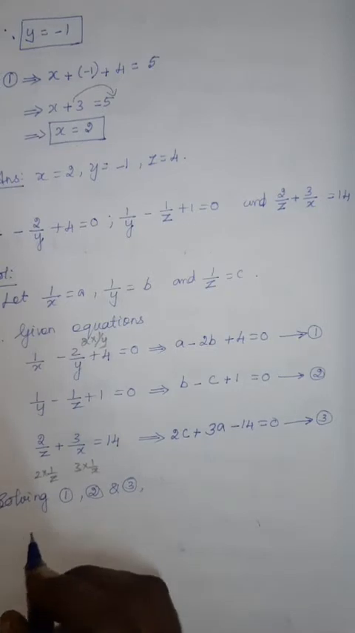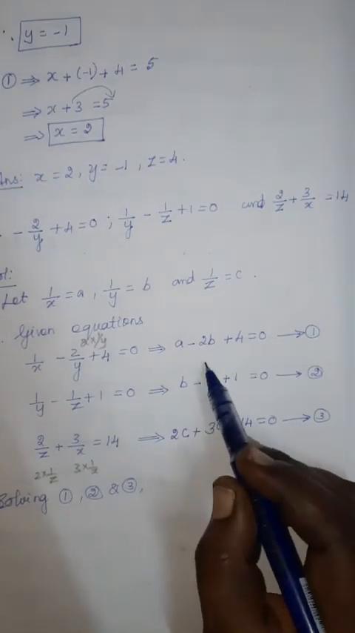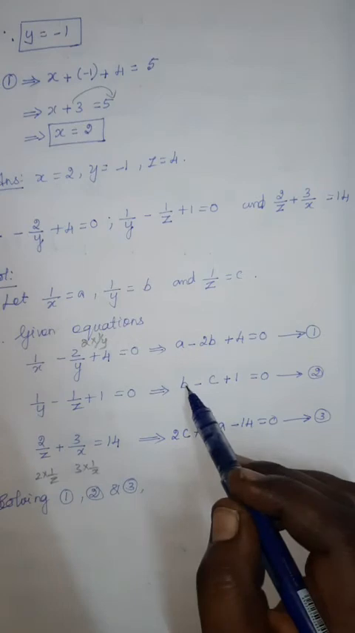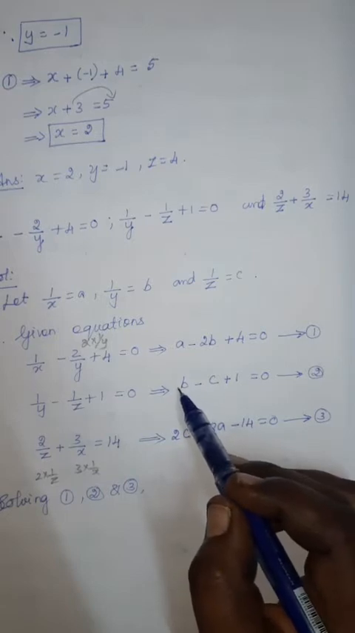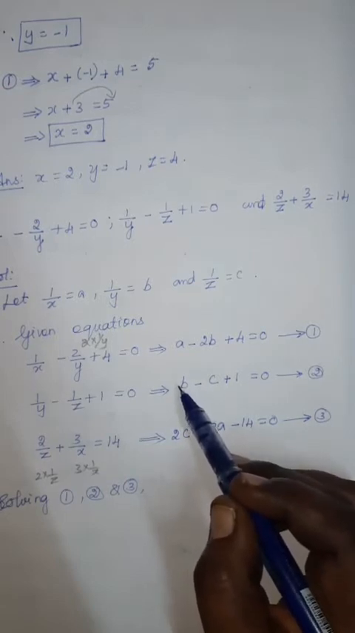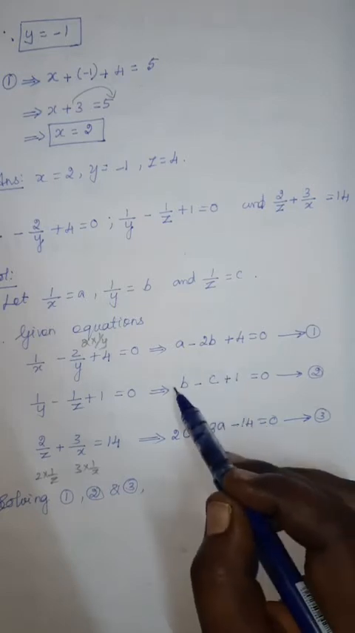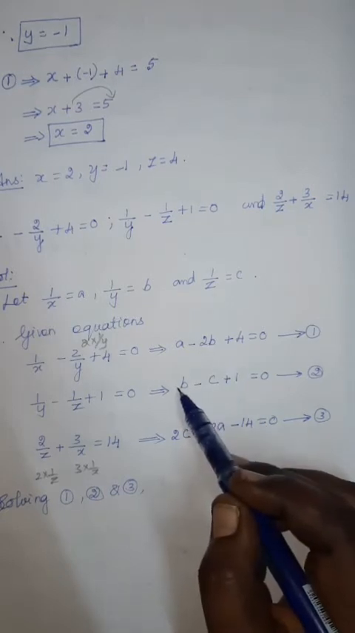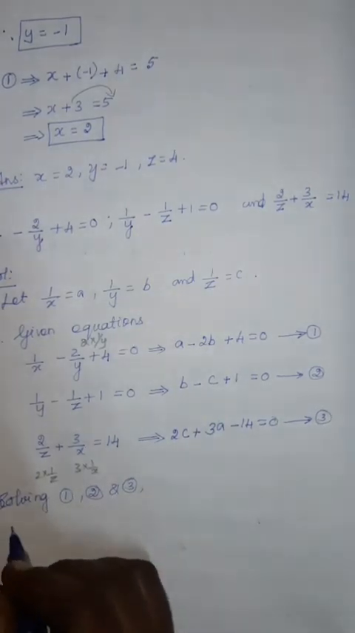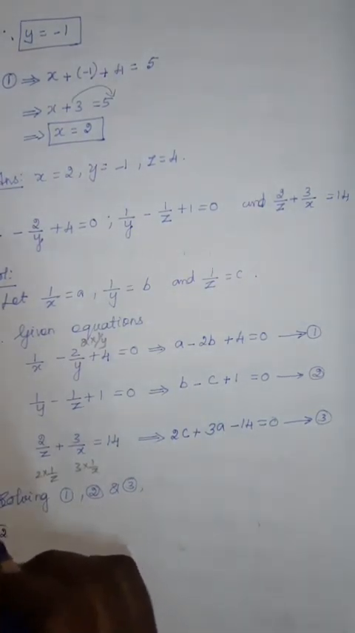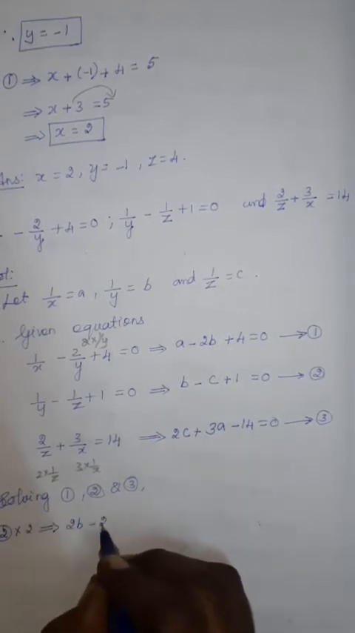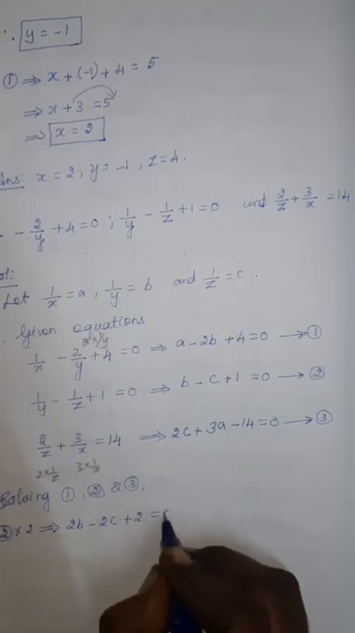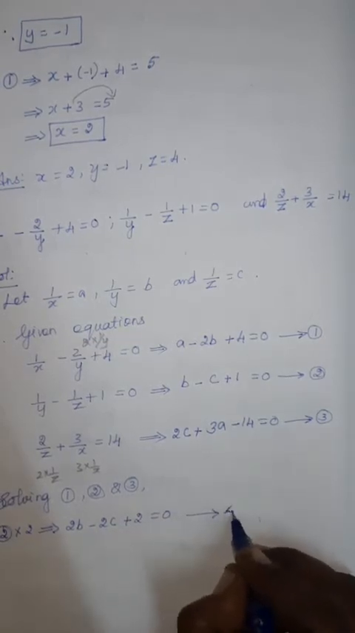Now for eliminating the b term from these 2 equations, make the coefficients equal. For that we can multiply the second equation by 2. Then you will get the coefficient of b as 2. The coefficient of b in the first equation is minus 2 and here plus 2, different signs with the same number, so we can eliminate it. Now equation 2 into 2 implies 2b minus 2c plus 2 equal to 0. This is equation number 4.